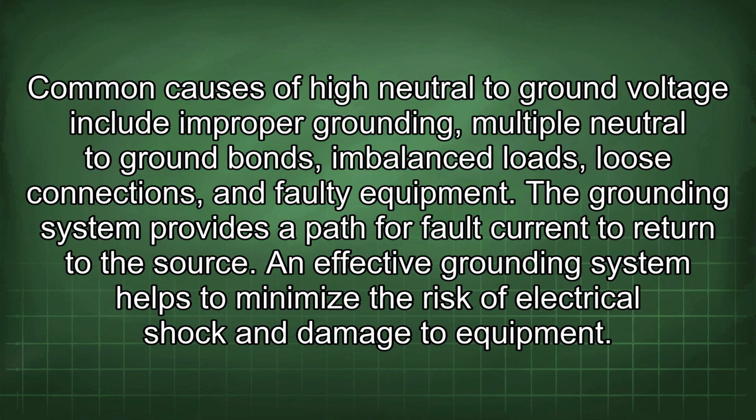Common causes of high neutral to ground voltage include improper grounding, multiple neutral to ground bonds, imbalanced loads, loose connections, and faulty equipment. The grounding system provides a path for fault current to return to the source. An effective grounding system helps to minimize the risk of electrical shock and damage to equipment.